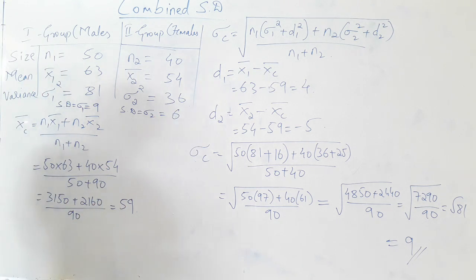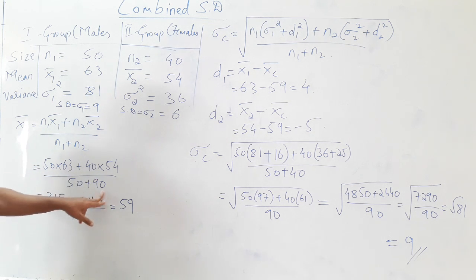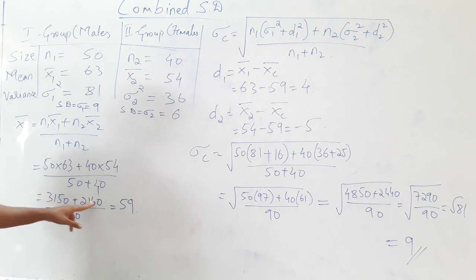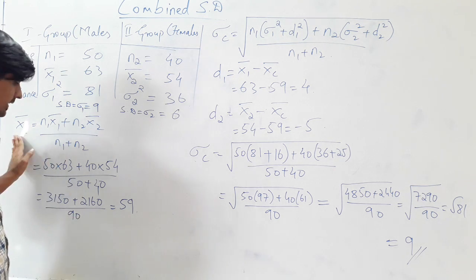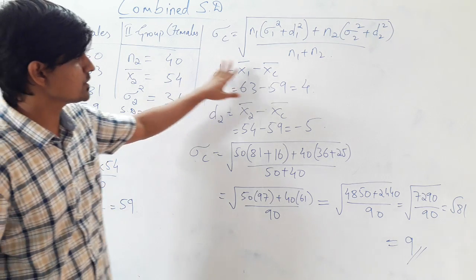Now xc bar is equal to 50 into 63 plus 40 into 54 divided by 50 plus 40. What is 50 into 63? 3150. Plus 40 into 54 is 2160. I have written 90 here, sorry, it is 50 plus 40. Now add both of these and divide by 90, and you will get 59. So xc bar is 59. For this xc bar, substitute the values here.